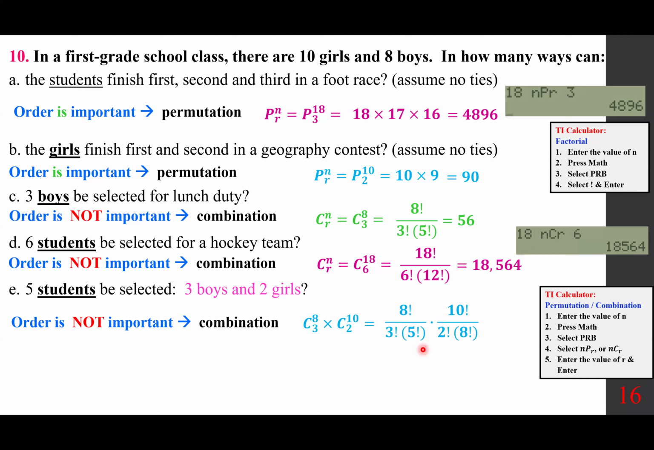8 factorial over 3 factorial times 5 factorial. This 10 factorial over 2 factorial times 8 factorial. These two cancel each other. You work it out if you want. And it's 2,520.